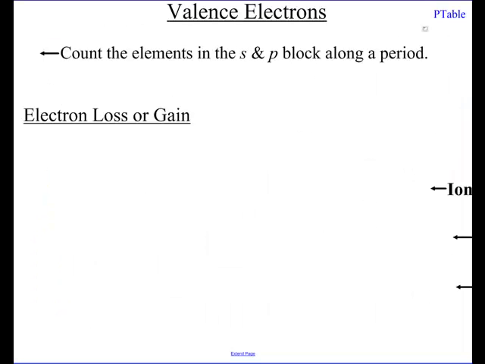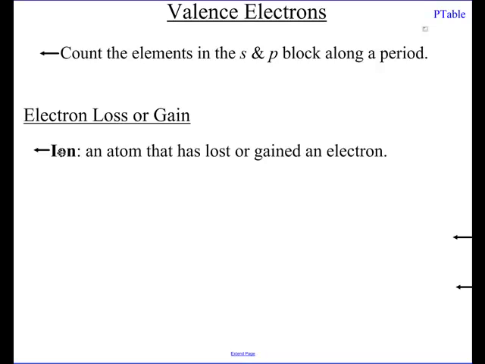Move it on. Okay, now, one of the things I just talked about is that elements will either gain or lose electrons to become an octet. And that is an important thing because what that does is it changes the atom. It's no longer an atom, it's an ion.